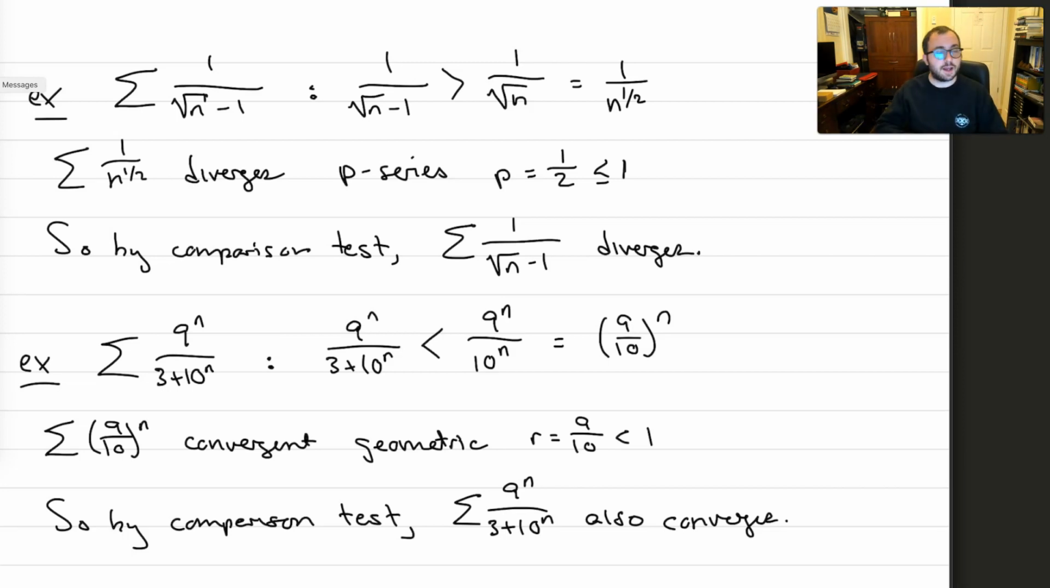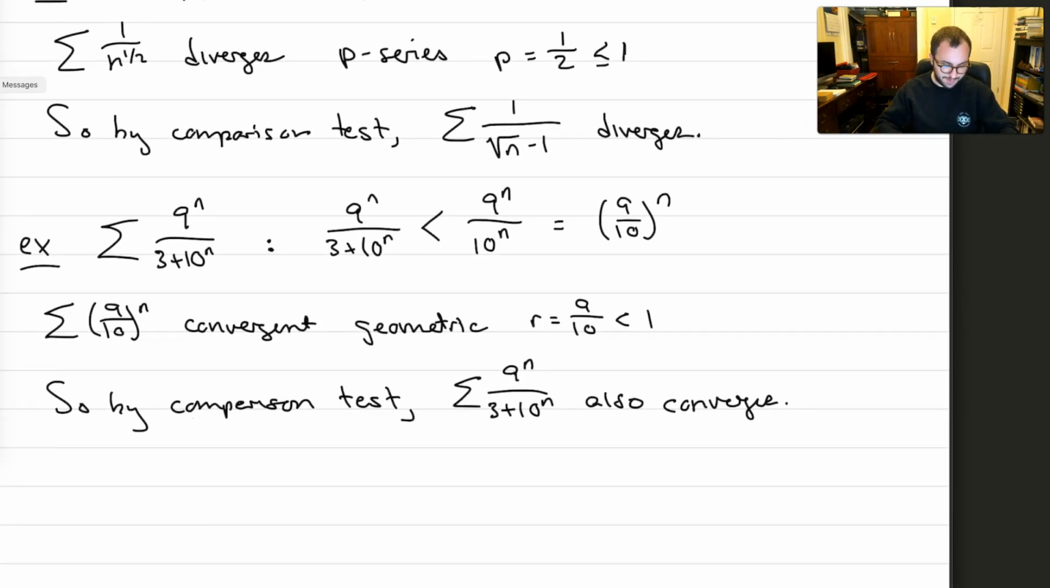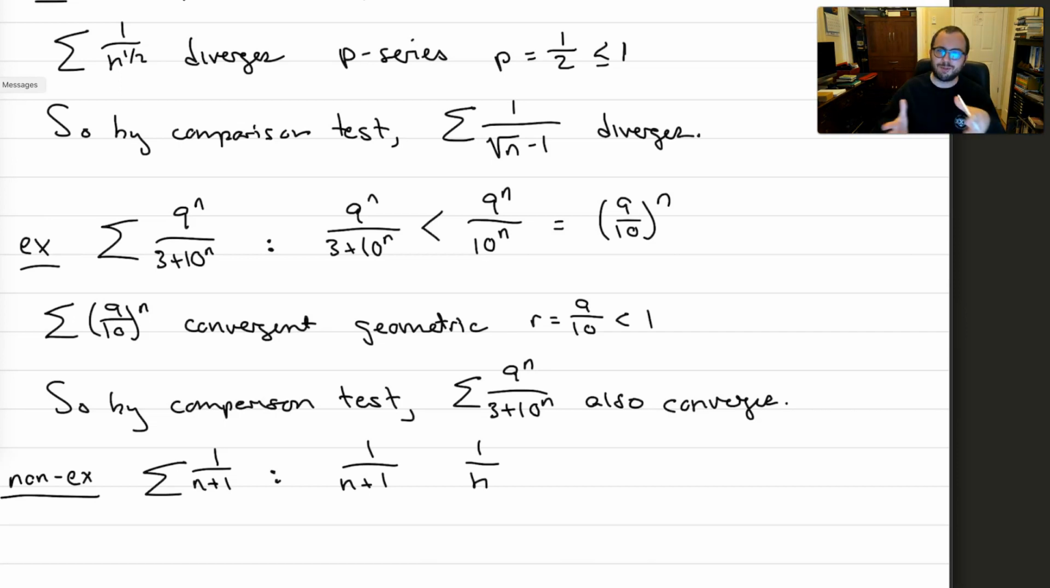Very nice. Before we end, I want to do a non-example. Non-examples are things that almost work but don't quite. So let me look at 1 over n plus 1. Now you look at that and you say, well, that looks a lot like the harmonic series, 1 over n. So I'd start trying to compare these things. 1 over n plus 1 and 1 over n. And I go, okay. Well, 1 over n plus 1 is smaller because it has a bigger denominator.